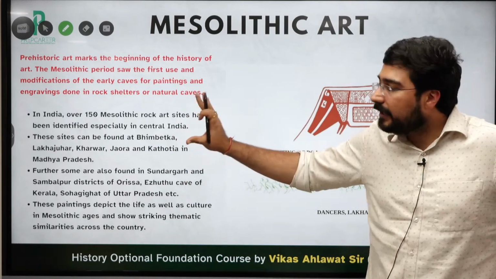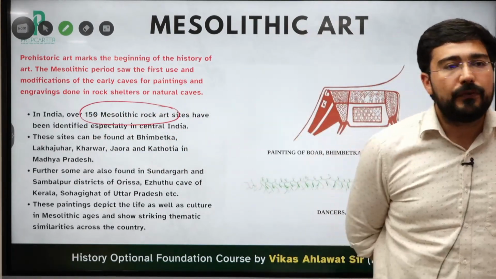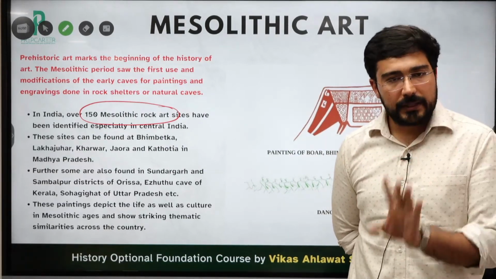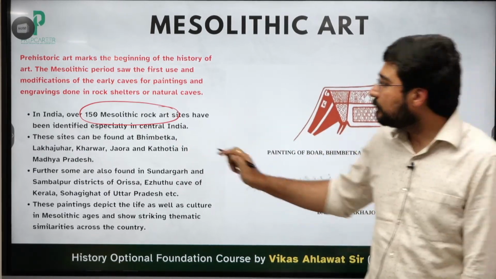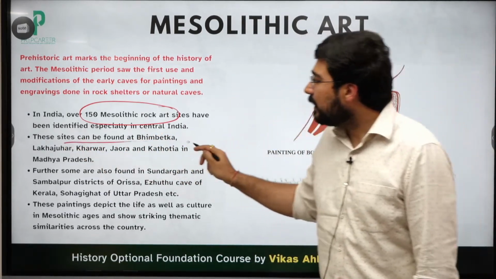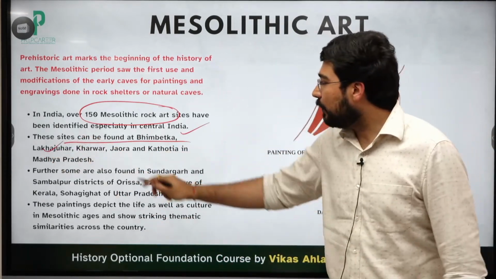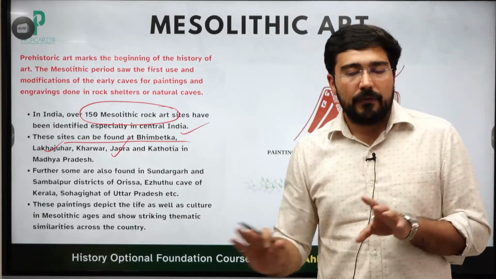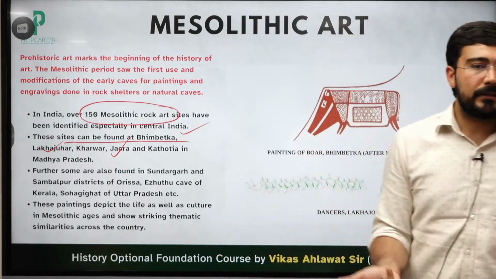So this is the time. You see how many sites are there? 150. Remember this fact. We have around 150 sites from where we have found different kinds of paintings. The most famous is Bhimbetka, then Lakhajuar, Jawara. You can remember 4 or 5 sites. Reason being, when we give examples of different kinds of painting, you have to remember the site.